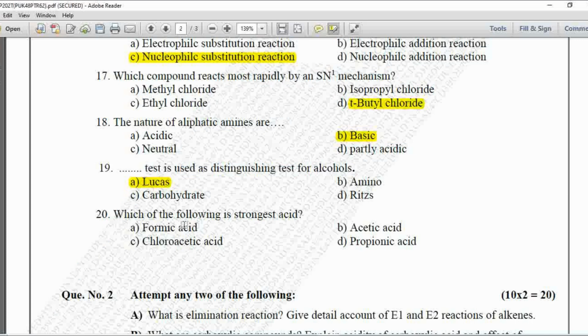Then 20 MCQ. Which of the following is strongest acid? Option A is formic acid, B is acetic acid, C is chloroacetic acid, and D is propionic acid. So among all these acidic compounds, the strongest acid is chloroacetic acid. So this is the correct option.